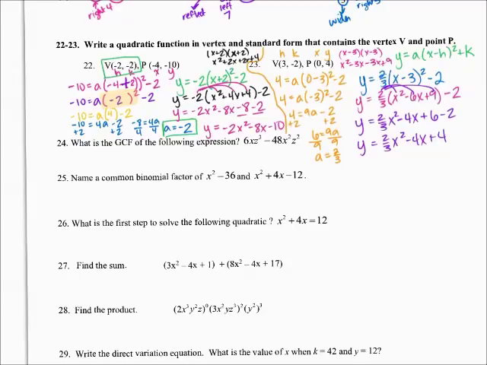And then there's number 23. Vertex form is up here in blue that I just drew an arrow to. Standard form is right here.